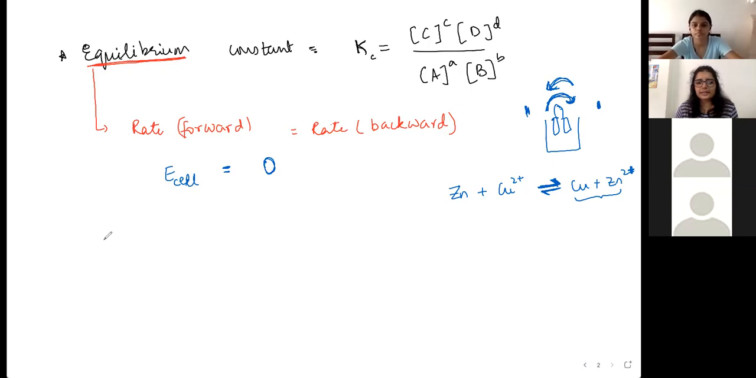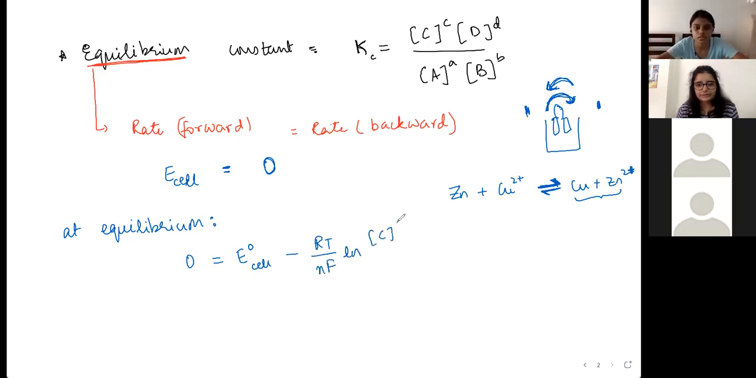So, which means that at equilibrium, what happens to the Nernst equation? If E cell is zero, put 0 there, so it will be equal to zero. So electrode potential at standard conditions will be equal to RT/nF ln of concentration of products upon concentration of reactants.